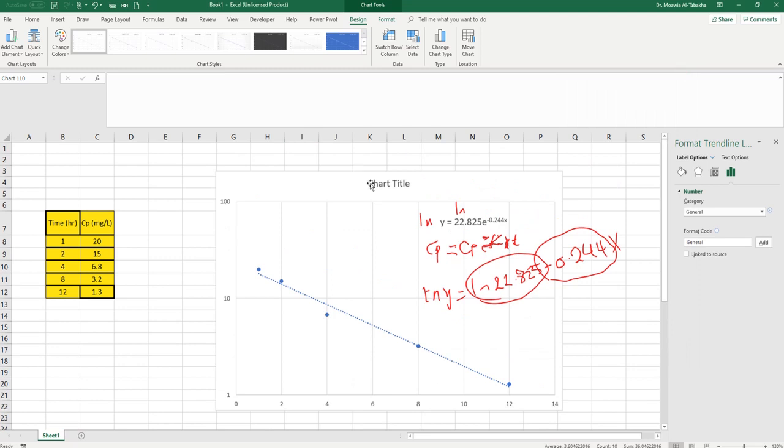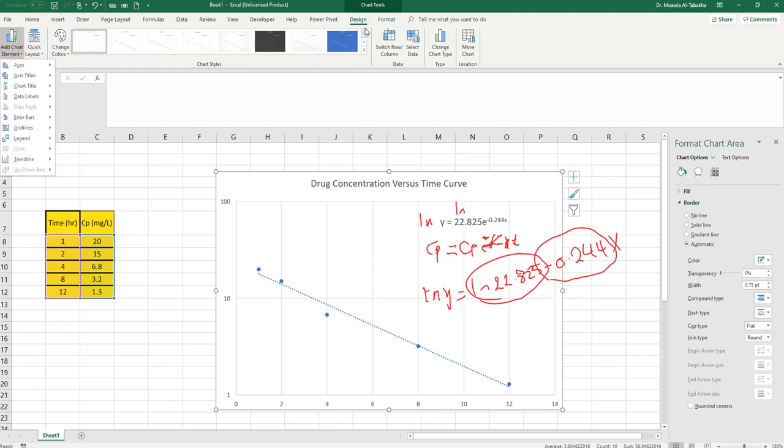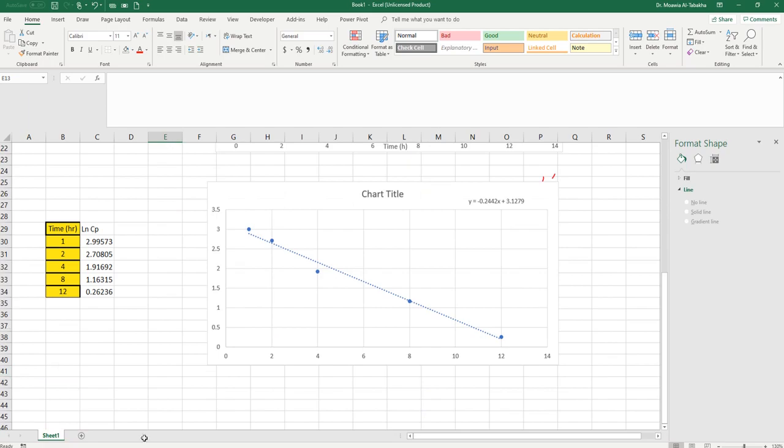Of course, don't forget that you need a title here, for example, drug concentration versus time curve. And don't forget that you need to add axis titles. You can do that by going to design and then axis title, primary horizontal. For example, here I can write time in hours. I can add the y axis too. What do I write here? Concentration, or Cp, let's say Cp, for example in micrograms per liter or per ml, whatever the given concentration is. Okay, so this is how you should work with your graph.